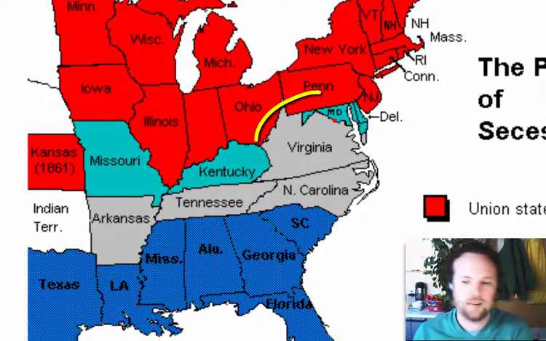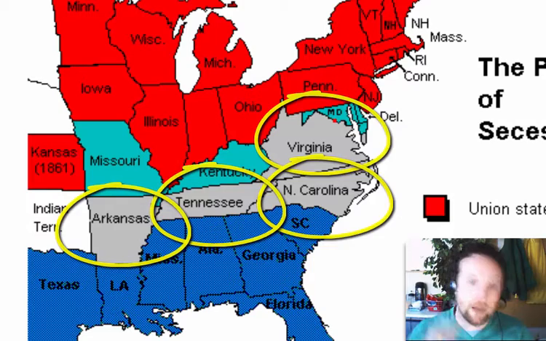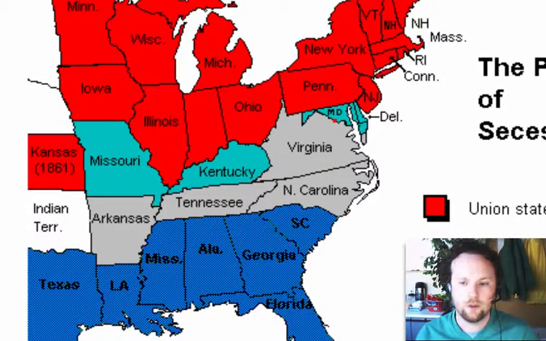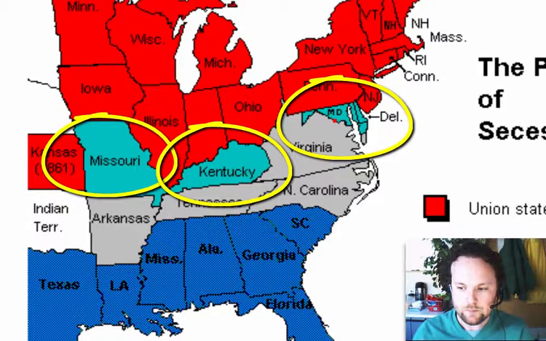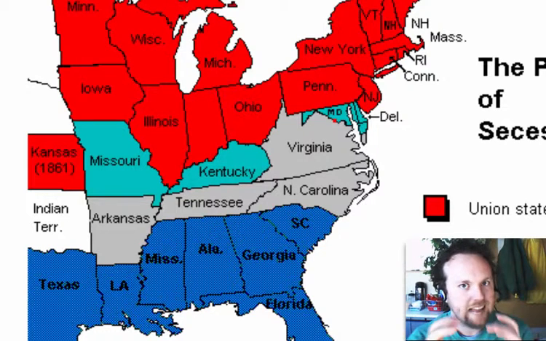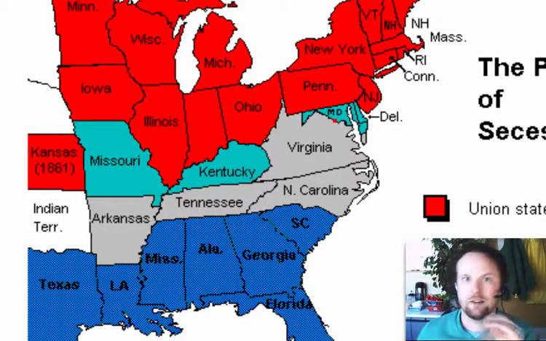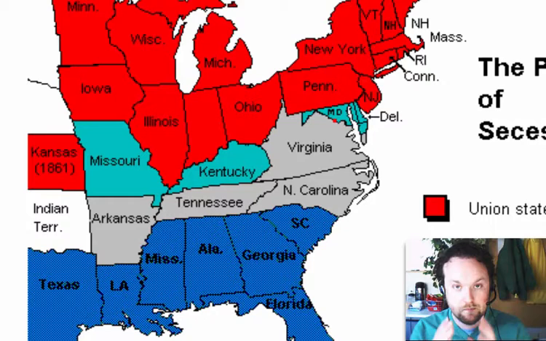So 4 of the states, Virginia, North Carolina, Tennessee, and Arkansas, decided to join the Confederacy, while the other 4 border states, Missouri, Kentucky, Maryland, and Delaware, stayed in the Union. And what's important about these 8 states is that combined, they contained about half the free population of the South, as well as most of the food crops. So if all 8 states had joined, this may have led to a very different outcome for the war.